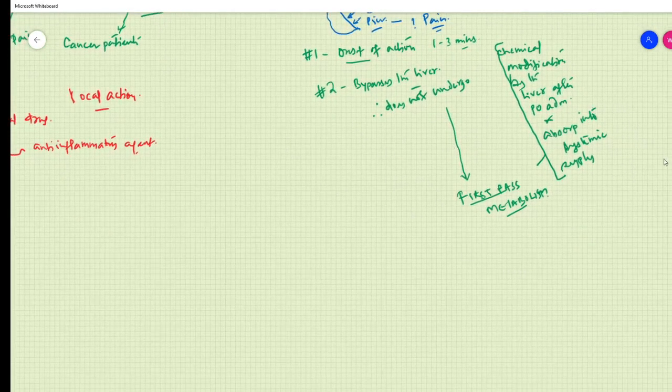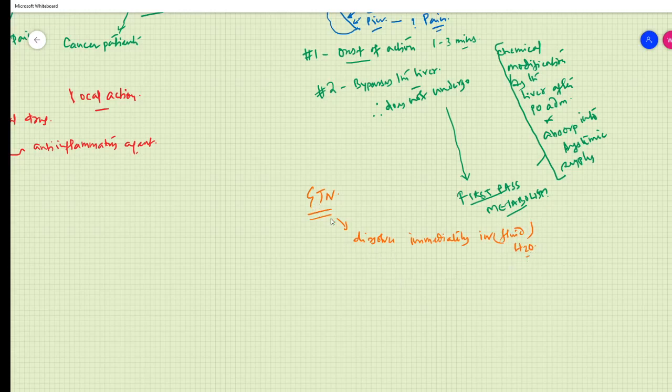There is an important fact to remember about glyceryl trinitrate, that it is meant to dissolve immediately in fluid containing water. The drug is formulated using glyceryl trinitrate and then sucrose or lactose or glucose is used to make the tablet. So as a result, the tablet is designed to immediately dissolve in water.